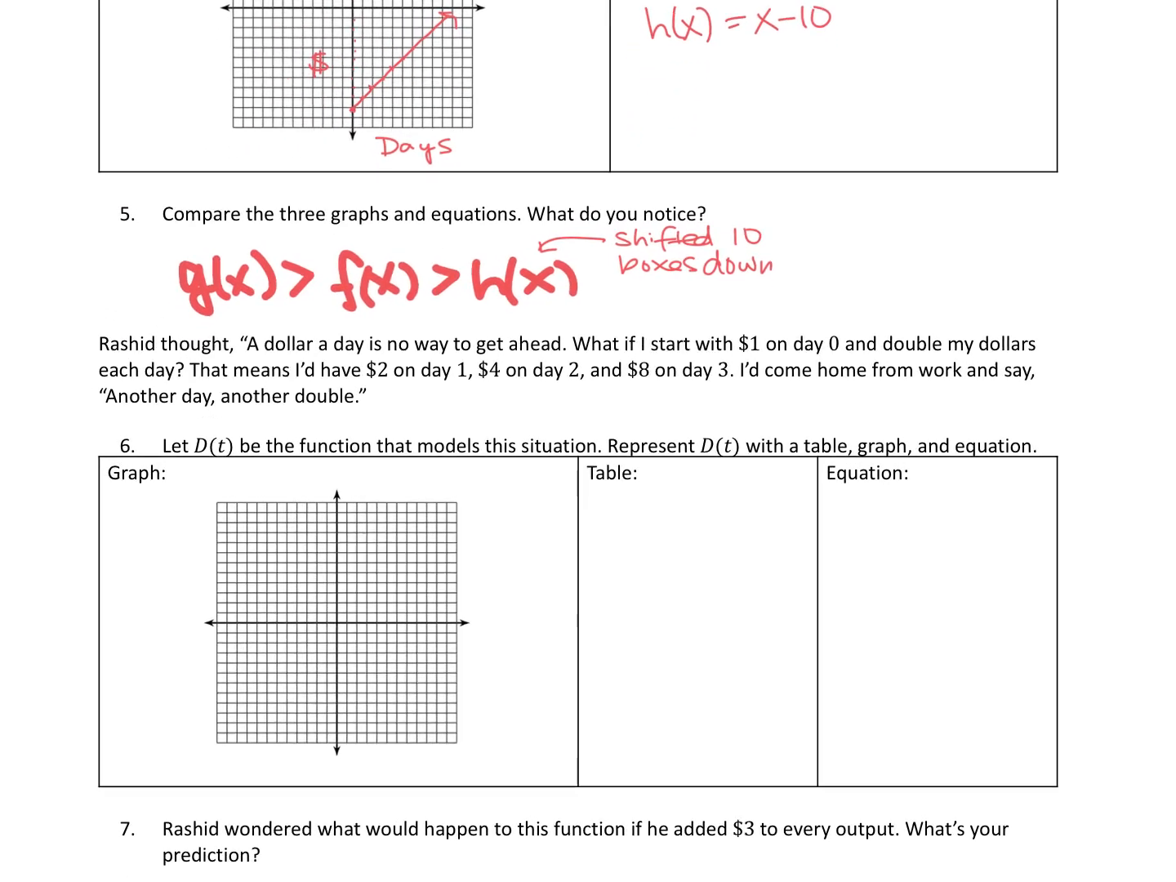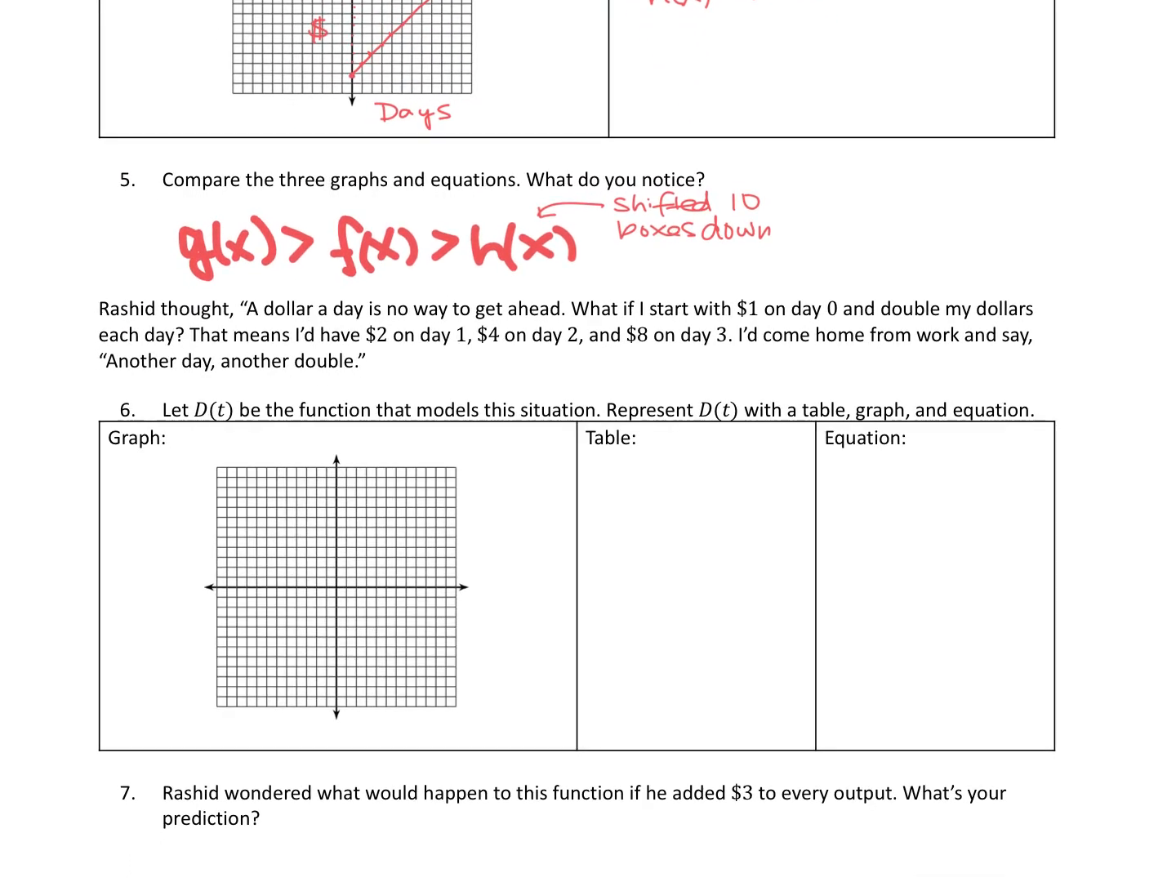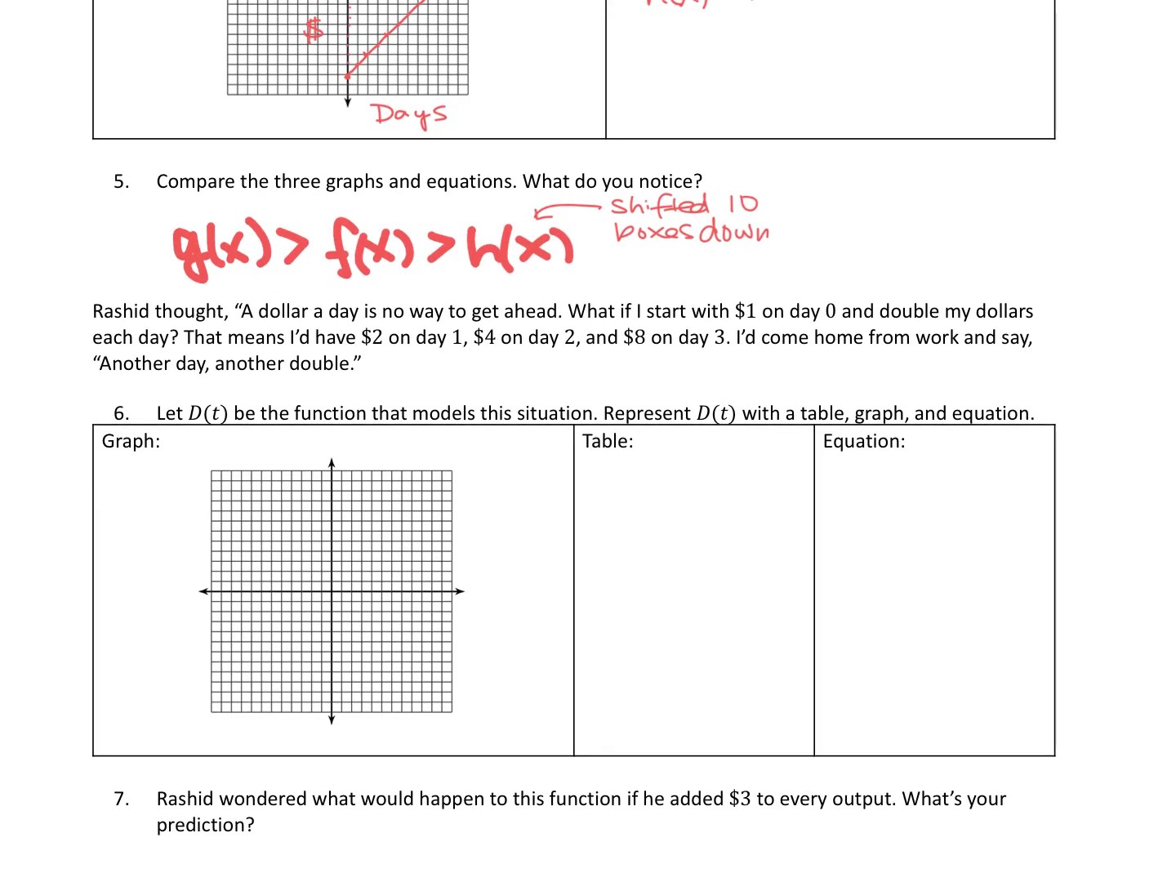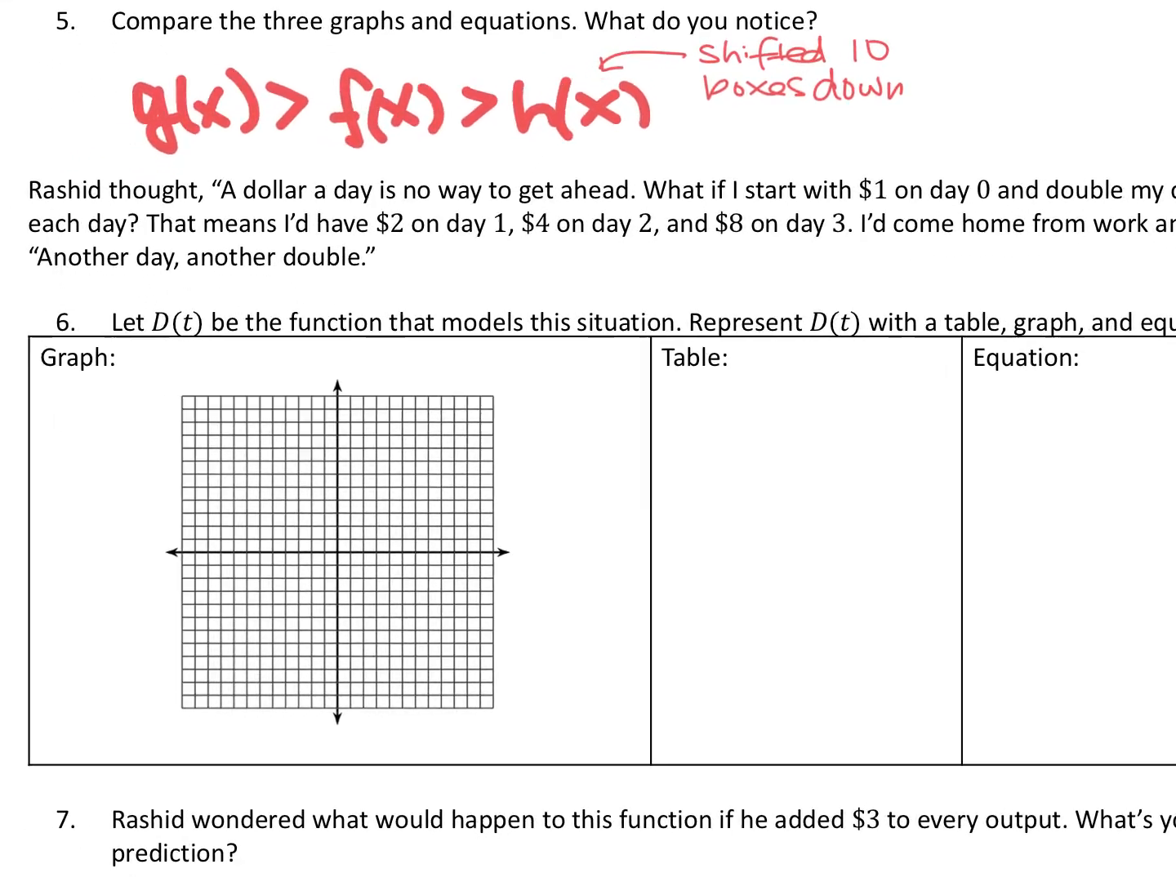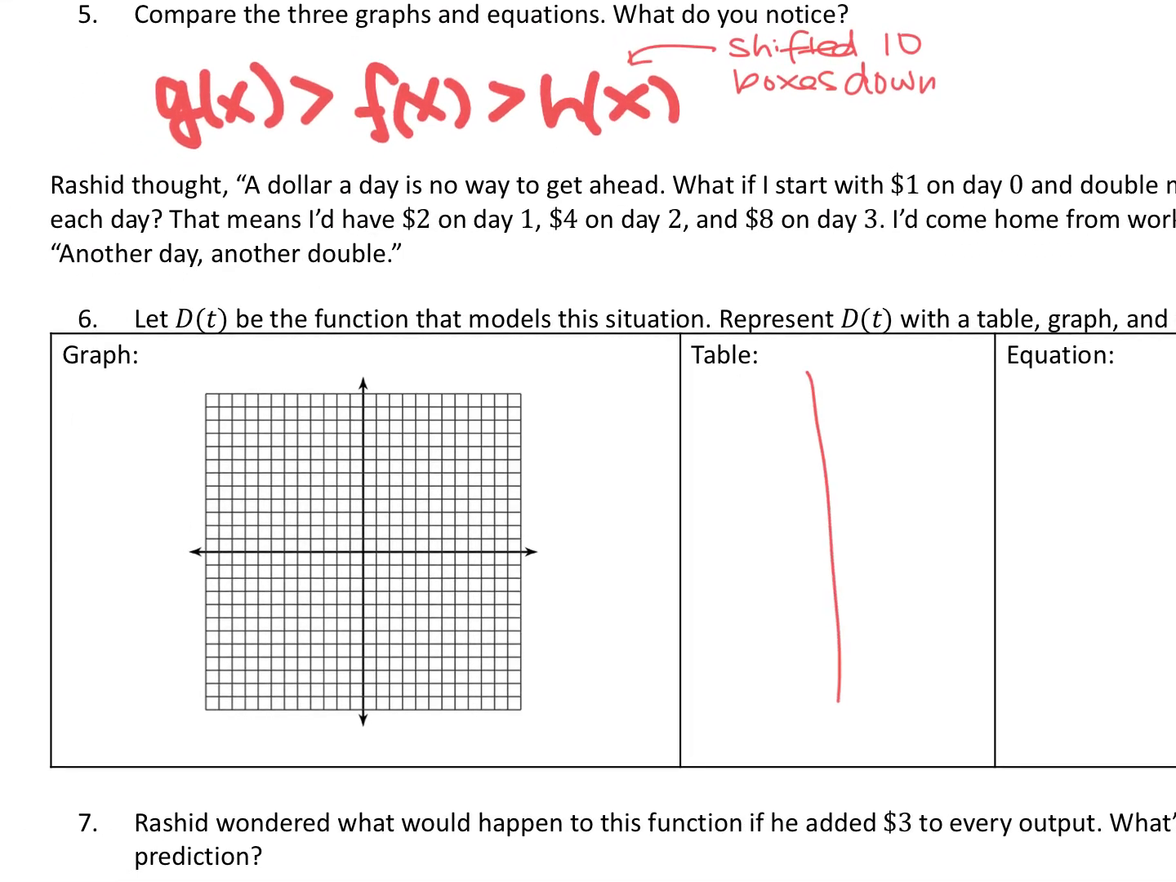So for this one, I'm actually going to do the table first, and then I'll graph it. So it says, let D of t be the function that models the situation. Represent D of t with a table, a graph, and an equation. So let's start with the table. So we have our table. We have time going by in days. We've got D of t, which is the dollars on any given day.